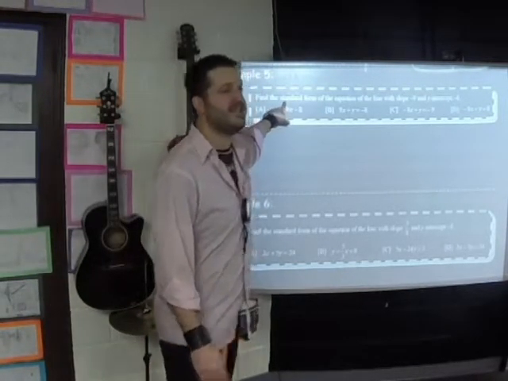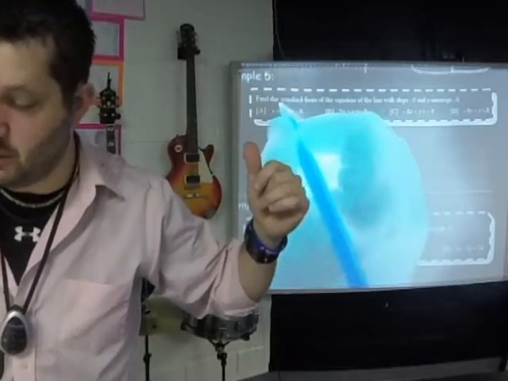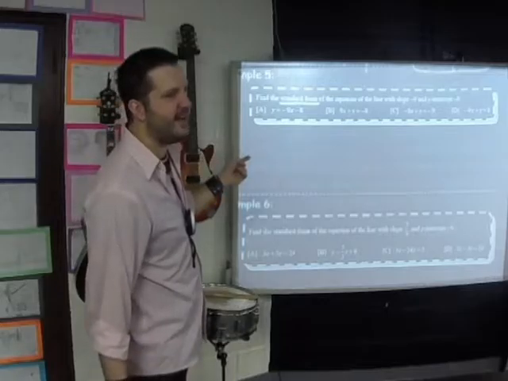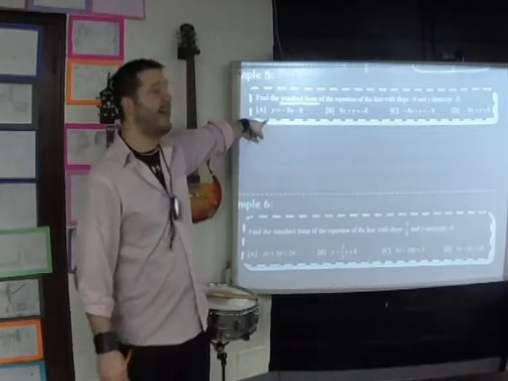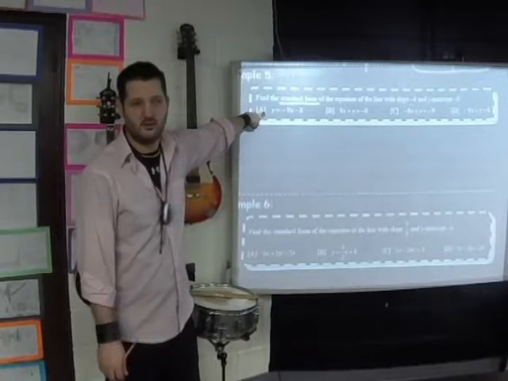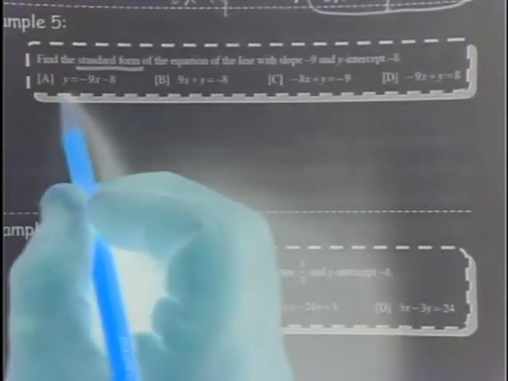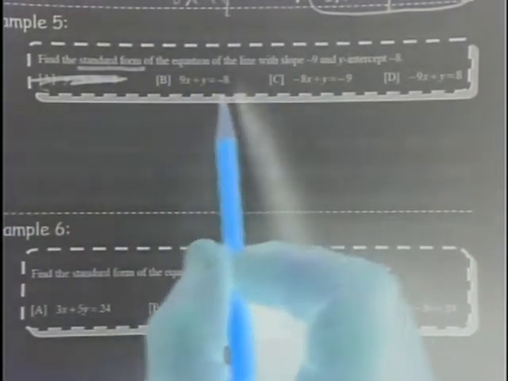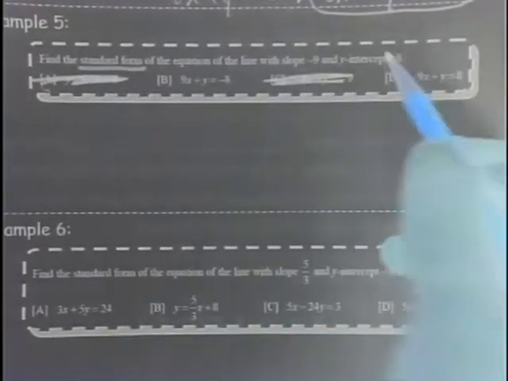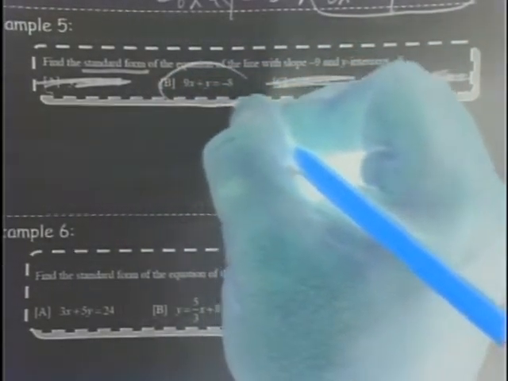So it wants standard form. Underline standard form real quick. We want the standard form of a line with a slope of -9 and a y-intercept of -8. If you can eliminate 3 out of 4, all right. What's wrong with this one? It's y equals, and that's not standard form. That's a good form, but it's not standard form. B is okay. What's wrong with C? It's negative. Can't have negative x. What's wrong with D? Can't have negative. So by process of elimination, it's going to end up being this one right here.